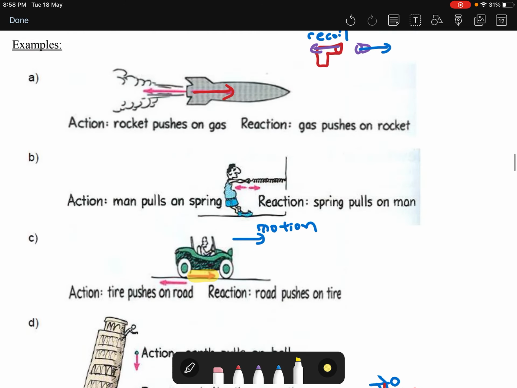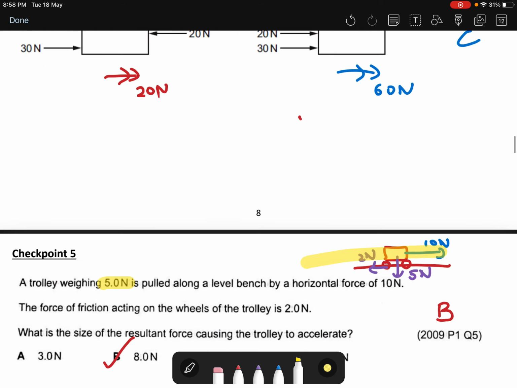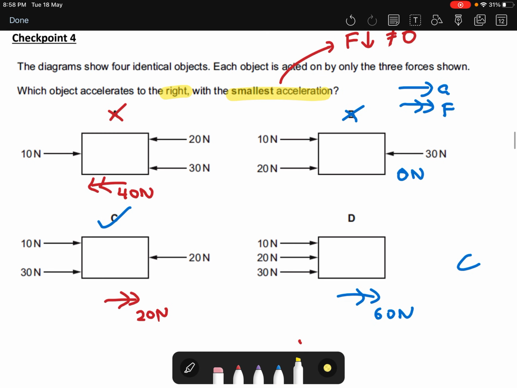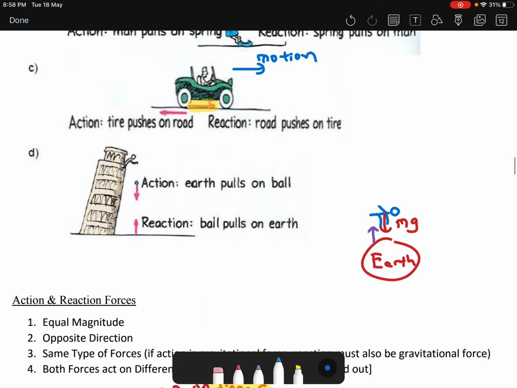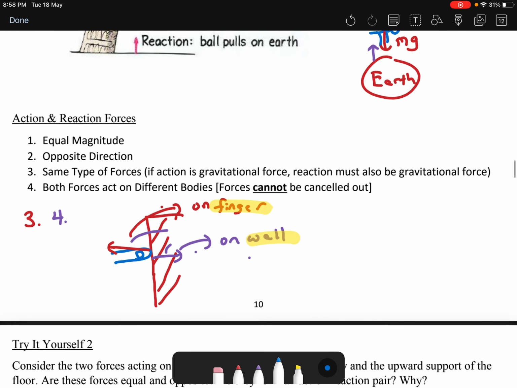Unlike Newton's second law, if we go back to Newton's second law, right? Newton's second law we cancel like nobody business. So let's just say for this diagram A, 10 Newton here, 20, 30 Newton leftwards. So 50 minus 10, 40 Newton leftwards. Why can I do that? Because all these three forces are acting on the same body, same box, right? That's why I can cancel. But if the three forces are acting on different body, I can't do that. So that's the difference between your third law and second law.